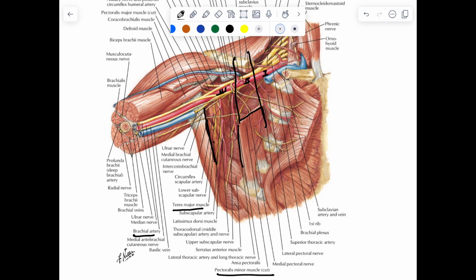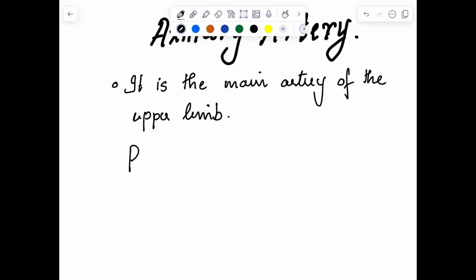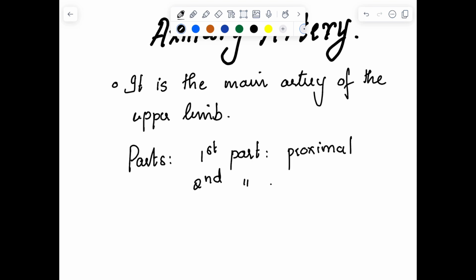So the pectoralis minor muscle. This is the pectoralis minor. It is dividing the axillary artery into three parts. The first part is superior or proximal to the pectoralis minor. The second part is deep to it and the third part is inferior to it.